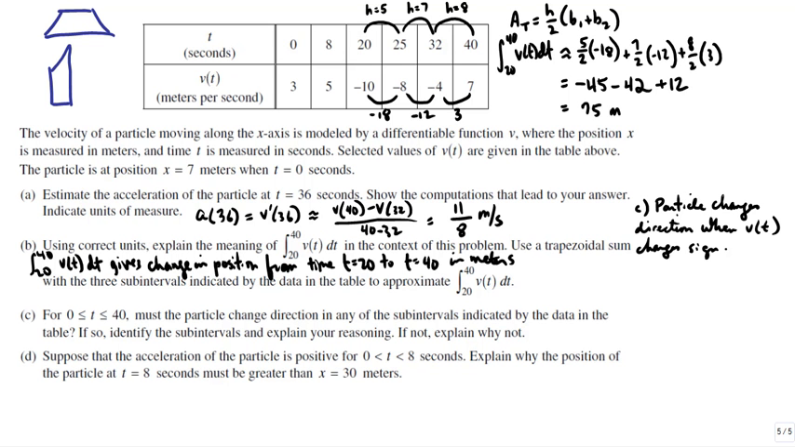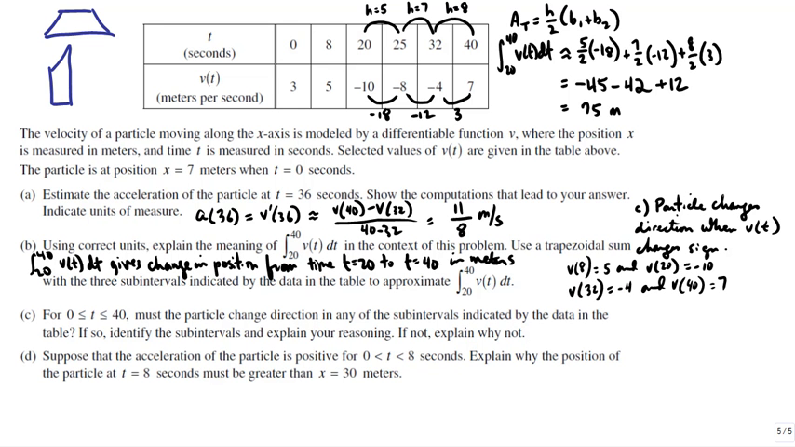Now, because this function is a continuous function, we know that because it's differentiable. Because velocity is continuous, the intermediate value theorem tells us that there's no way for it to get from 5 to negative 10 without passing through 0.